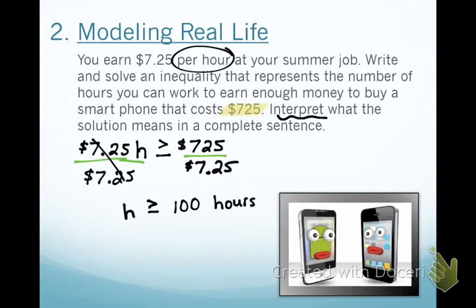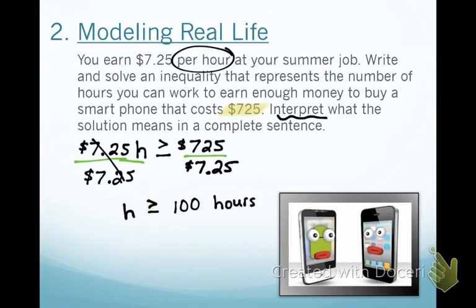So here's what the final question says. Interpret what the solution means in a complete sentence. Does anybody know what this means? You're trying to figure out how many hours you can work to earn enough money. So what does H is greater than or equal to 100 hours mean? Okay, that's a good guess. He says he needs to work 100 hours. That's close. But if this symbol right here said equals, then that would be a true statement. He would have to work 100 hours. But it doesn't say equals. It says greater than or equal to.